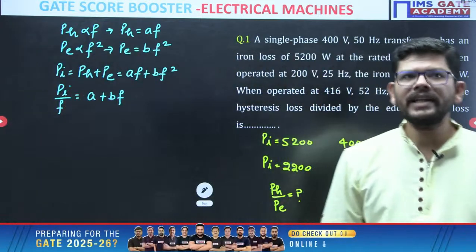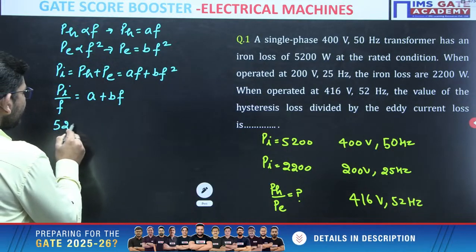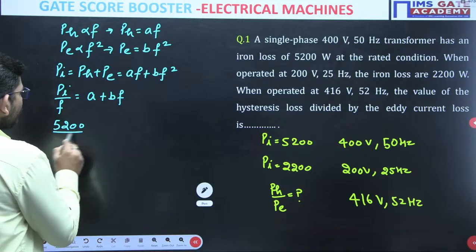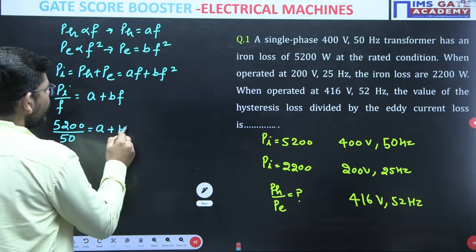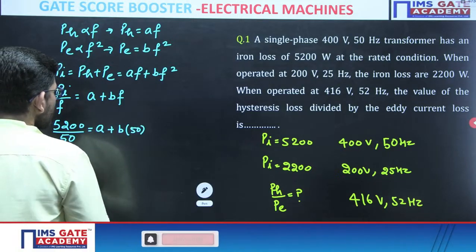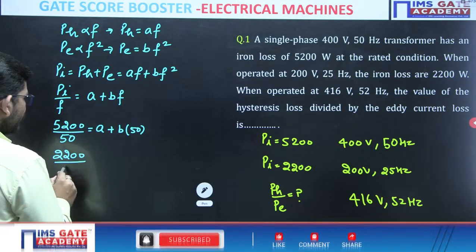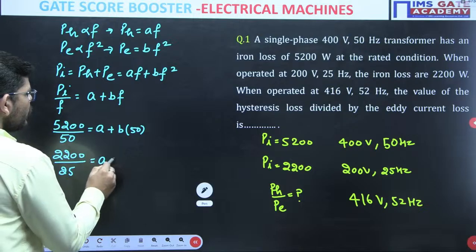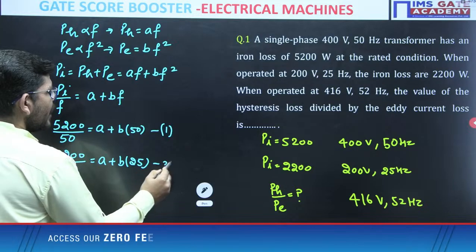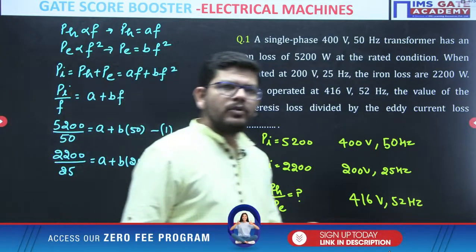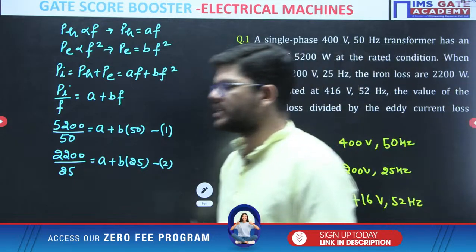Now as per the given conditions, what are the iron losses for the first case? When the frequency is 50 hertz, the iron losses are 5200. This equals A plus B into 50, okay? And when we have iron losses as 2200, at that time the frequency is 25 hertz. This equals A plus B into 25. Now we have equation number 1 and equation number 2. So you have to solve these two equations, right? This is the process.